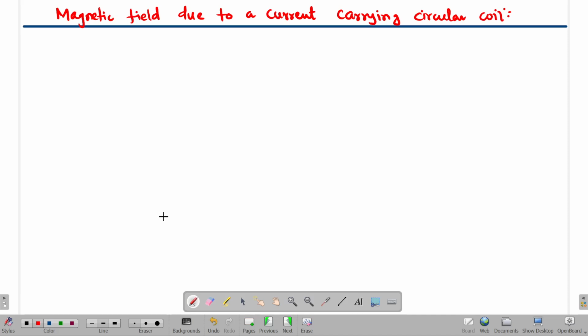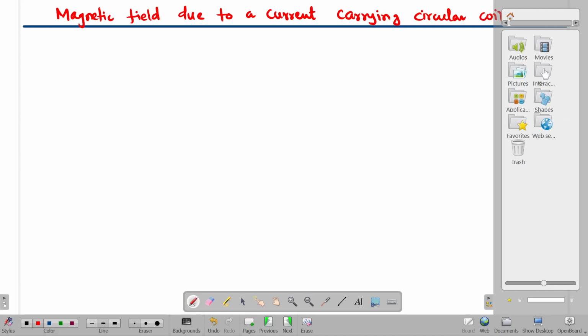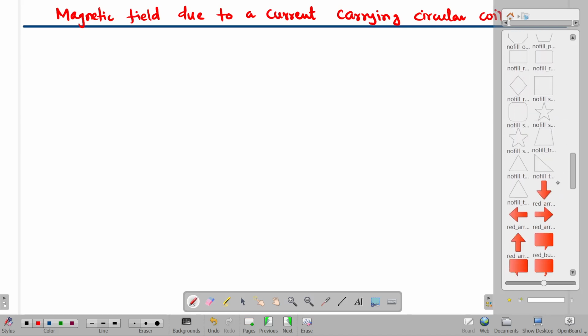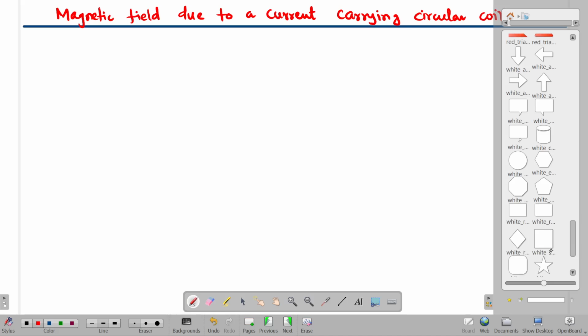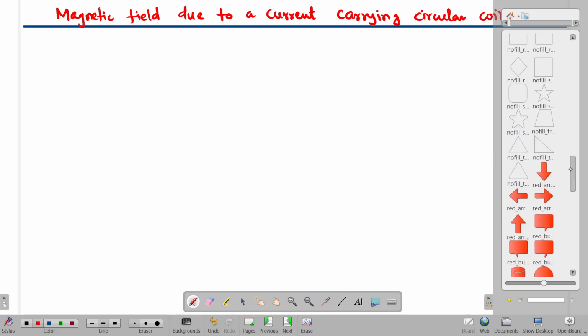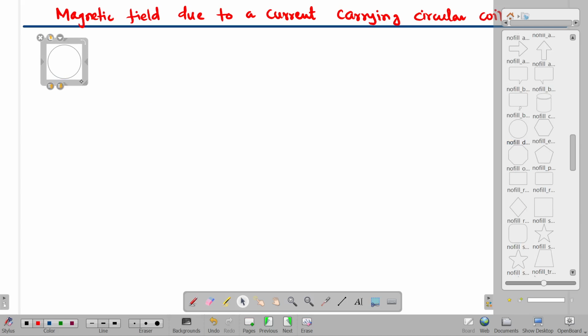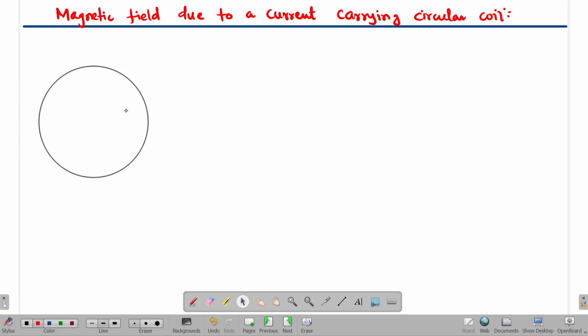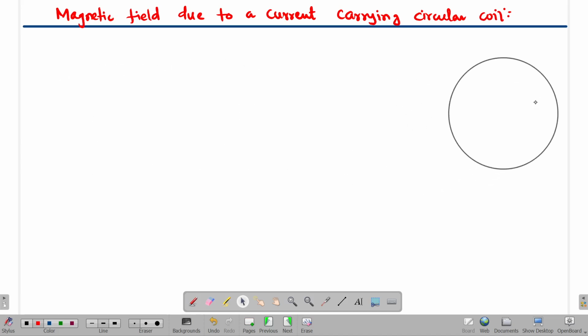Are you able to get me? So this time I have a circular coil, a perfect circular coil, and due to that we want to find the magnetic field. So look over here. Now the first task is I want to find the magnetic field at the center of the circular coil.